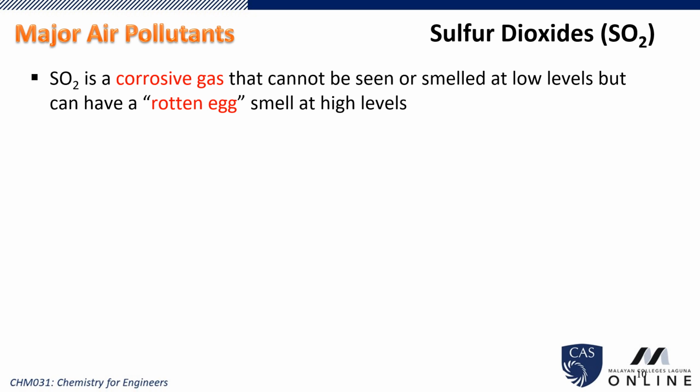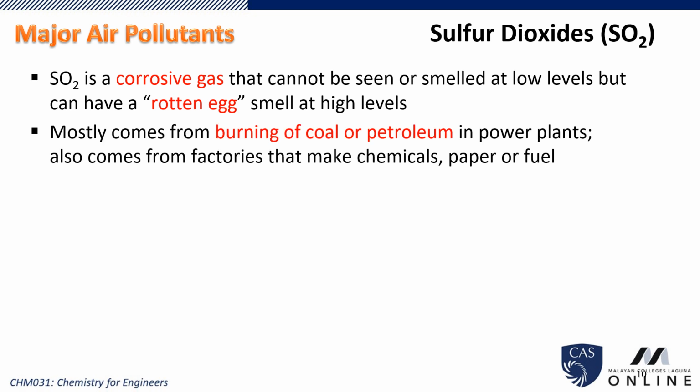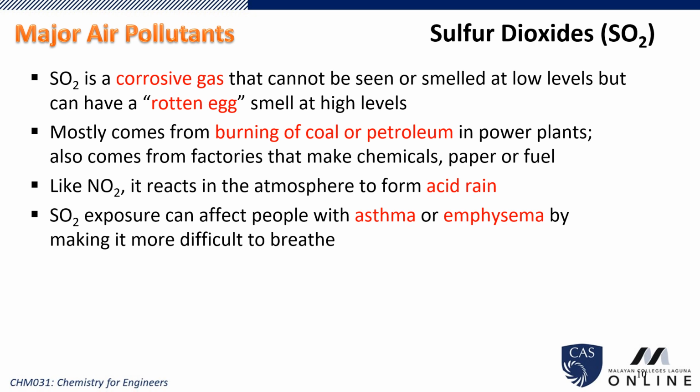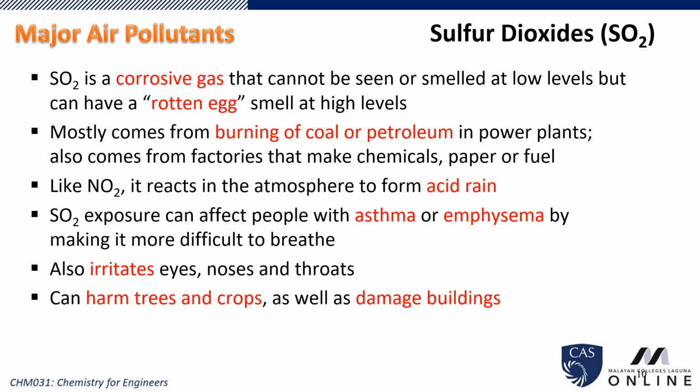Sulfur dioxide is a corrosive gas that cannot be seen or smelled at low levels but can have a rotten egg smell at high levels. They mostly come from the burning of coal or petroleum in power plants and also from factories that make chemicals, papers, and fuels. Like nitrogen dioxide, sulfur dioxide reacts in the atmosphere to form acid rain. SO2 exposure can affect people with asthma or emphysema by making it more difficult to breathe. Sulfur dioxide can also irritate the eyes, the nose, and the throat. They can harm trees and crops as well as damage buildings.